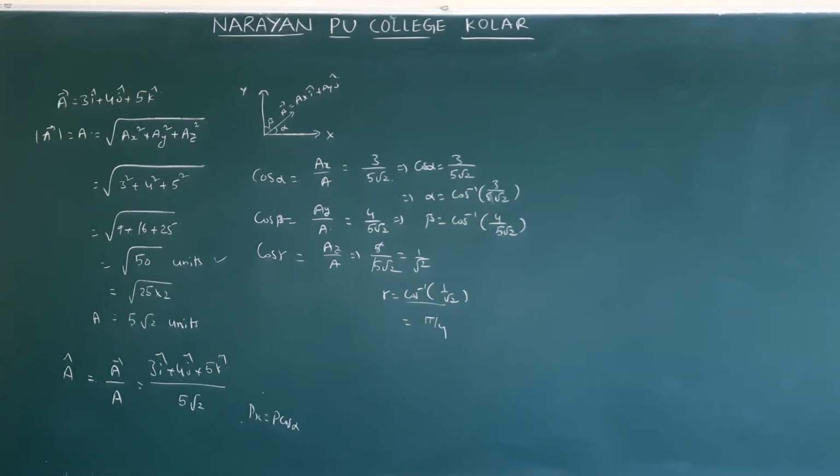Next is the example 31. Find a unit vector in the direction of AB bar with A and B. They gave some 2 points: 1, 2, 3 and 2, 3, 5.